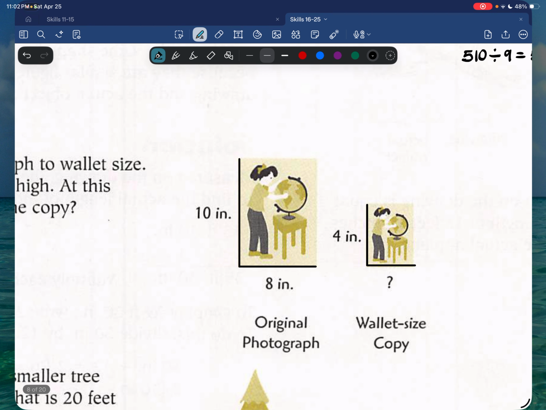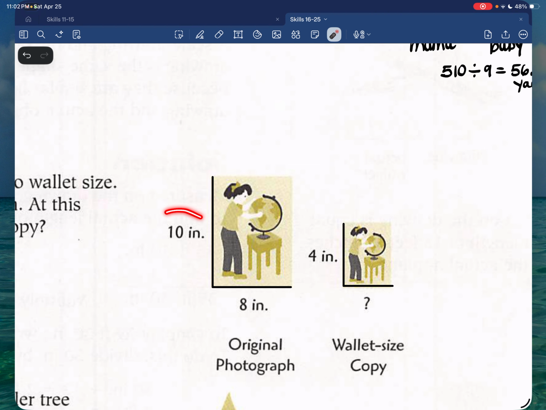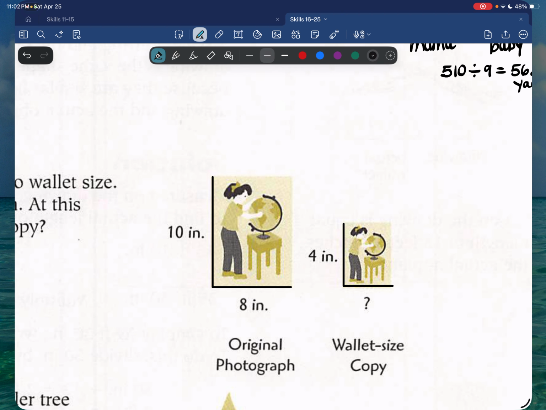So set your proportion up just right there. You've already got your proportion. You really don't even have to set it up. You've got 10 over 8 and 4 over a question mark. 10 over 8 equals 4 over the unknown. If you want to go the step further, just to understand it, you're doing height over width.